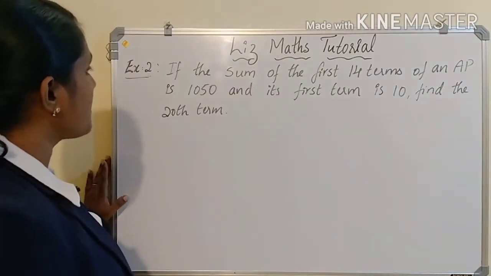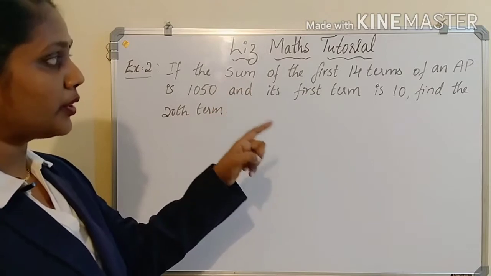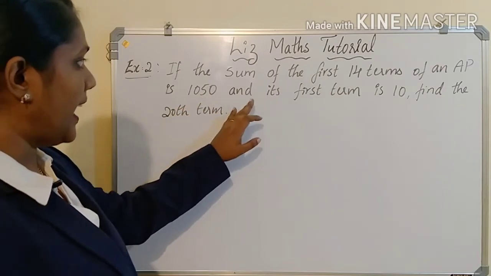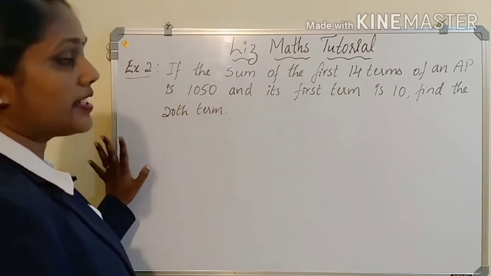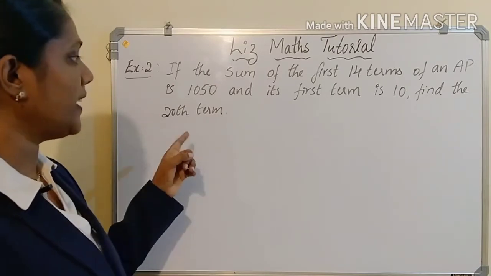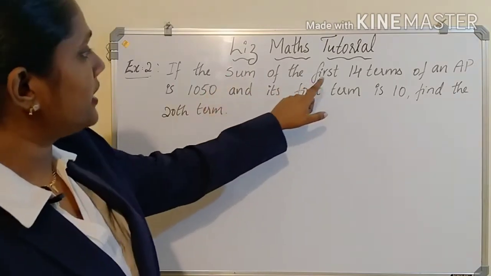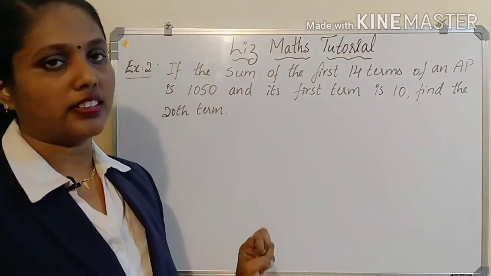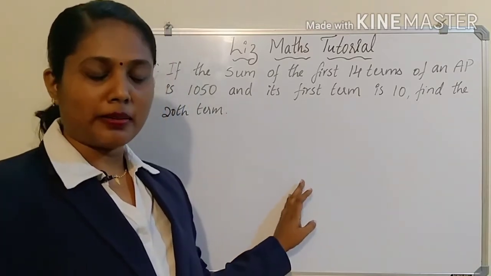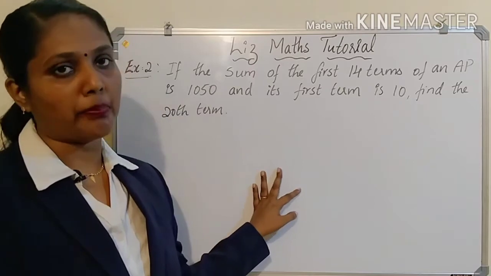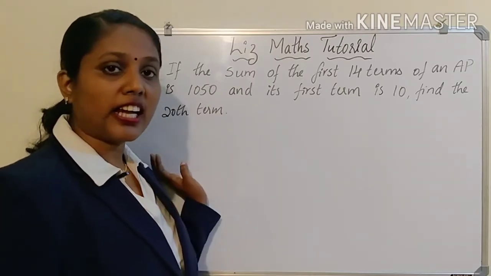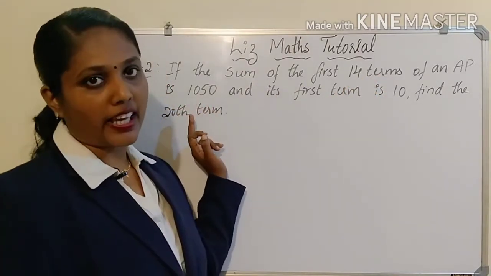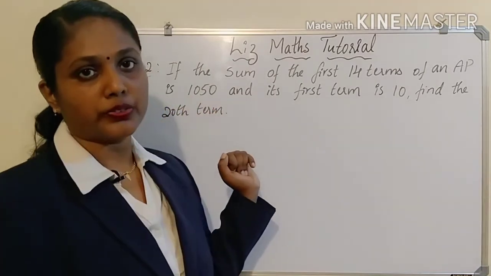The second example says, if the sum of the first 14 terms of an AP is given as 1050 and its first term is 10, you have to find the 20th term. See, they have given the total sum of the first 14 terms of the AP. There are so many terms in the AP. They have given the starting 14 terms, the total sum. How much? 1050, isn't it?